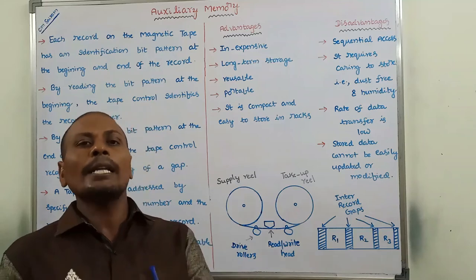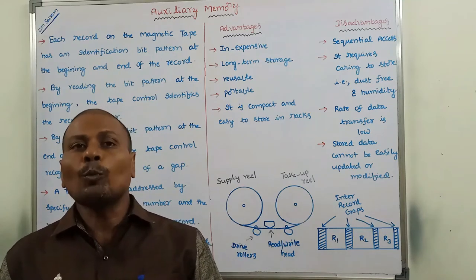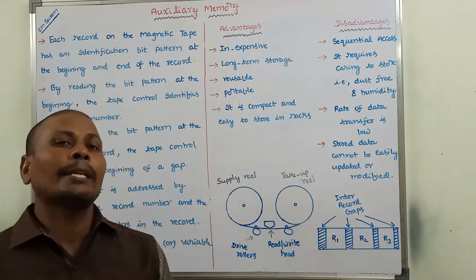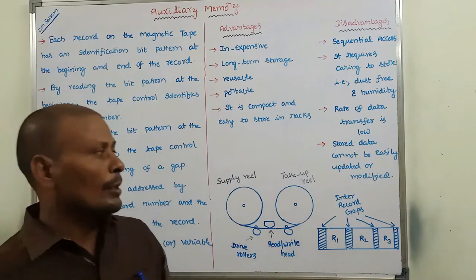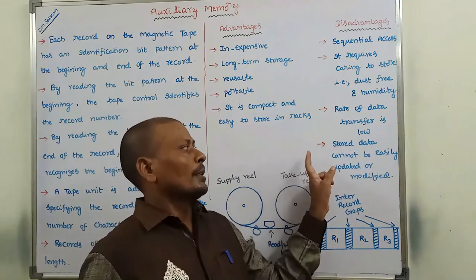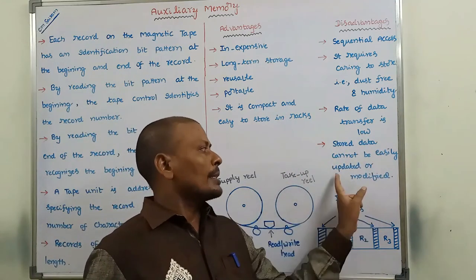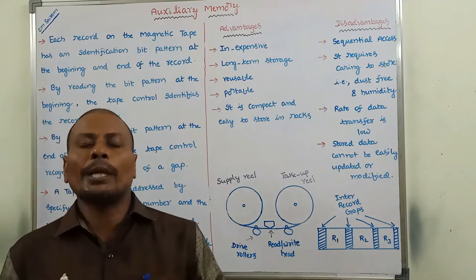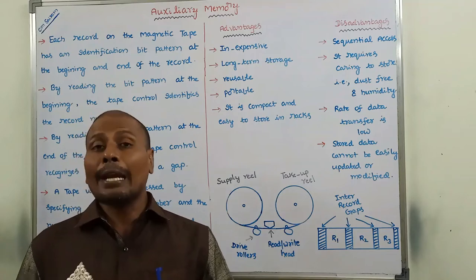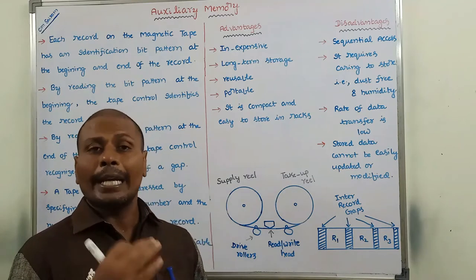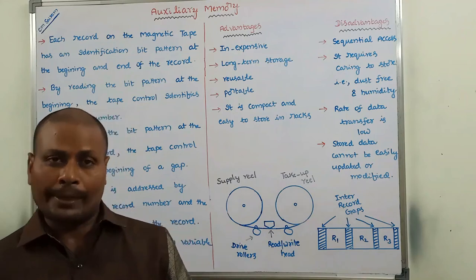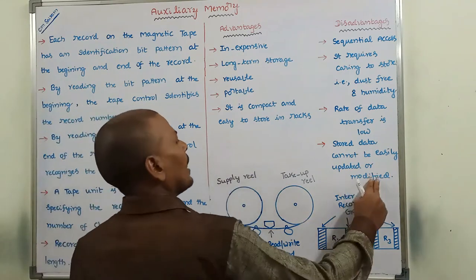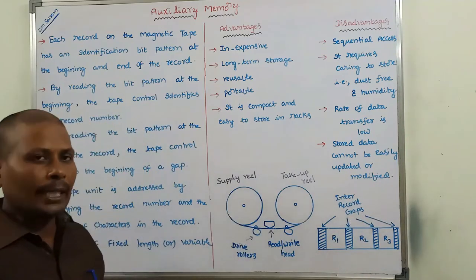Next one, the rate of data transfer is low. The amount of data transferred within one unit of time, that is within 1 second, from the magnetic tape is low. Next one, stored data cannot be easily updated or modified. Once the data is stored in a magnetic tape, it cannot be easily modified or updated. So these are the advantages of magnetic tape, and these are the disadvantages of magnetic tape.